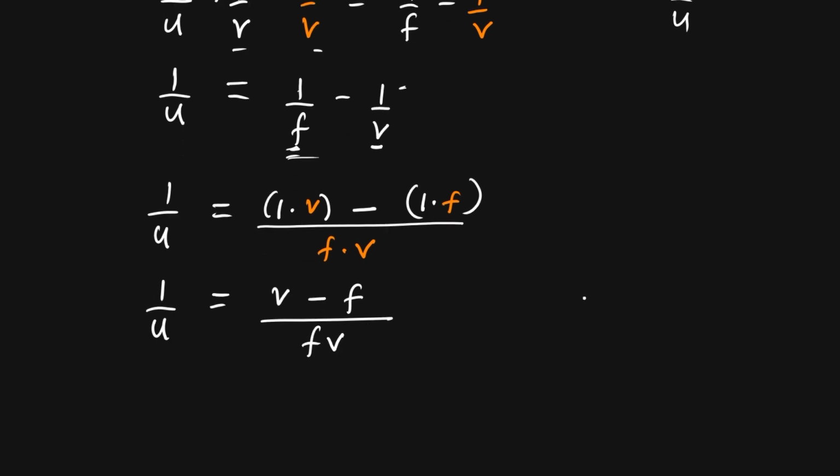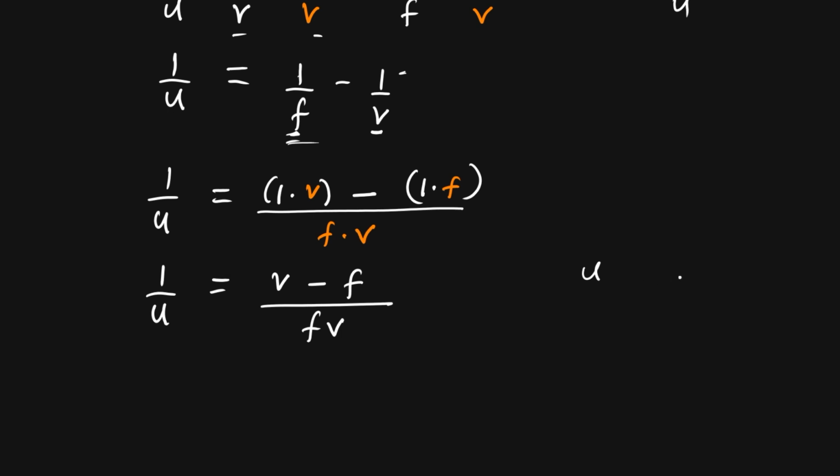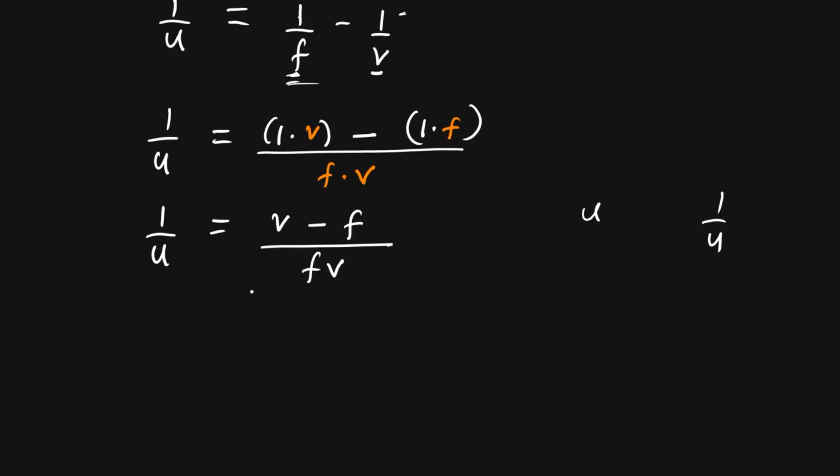But from our problem, we are tasked to make u the subject of the formula, not 1 out of u. For this, we can obtain the reciprocal on both sides. So this will become u out of 1 will be equal to f v out of v minus f.